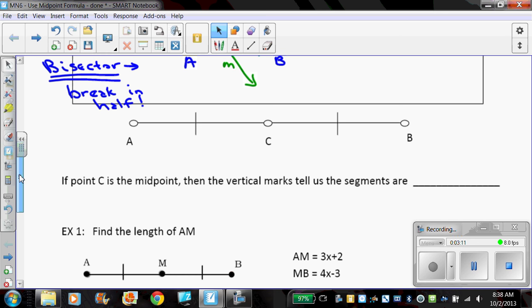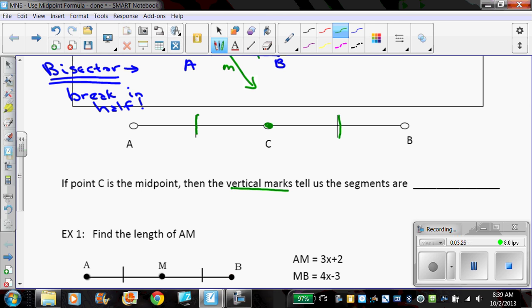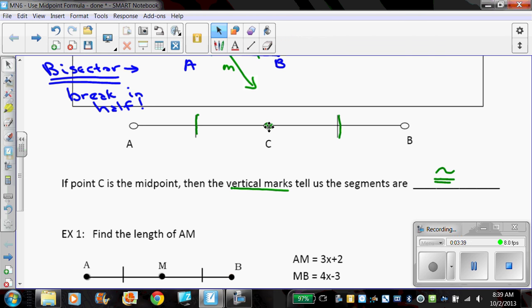this kind of reiterates the whole definition of a midpoint. If point C is the midpoint, so they're saying point C right here is the midpoint. These vertical marks, which I call hash marks, but here they're calling them vertical marks, tell us that the segments are congruent. And if you use the word equal here, that's fine. If you use the equal symbol, if you write it out congruent or write it out equal, that's all fine as well. But really, I just need to make sure you remember that midpoint is really the point that breaks the segment into two equal pieces.